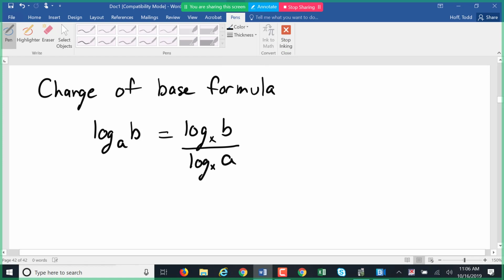So if I'm trying to find log base 4 of, let's do 256. Log base 4 of 256 should be 4. Oops, I wrote 254 when I said 256. So that's going to be log of the object, the 256, over log of the index of 4.